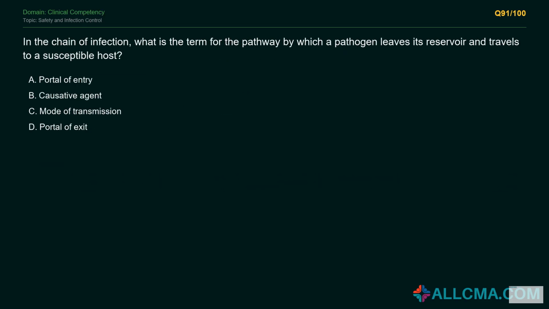Question 91. In the chain of infection, what is the term for the pathway by which a pathogen leaves its reservoir and travels to a susceptible host? Option A, portal of entry. Option B, causative agent. Option C, mode of transmission. Option D, portal of exit.